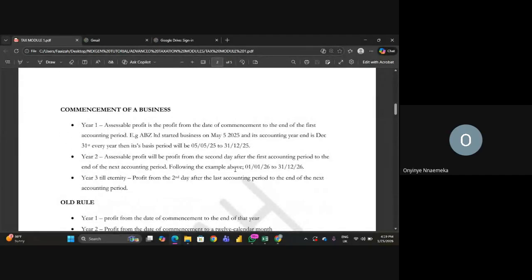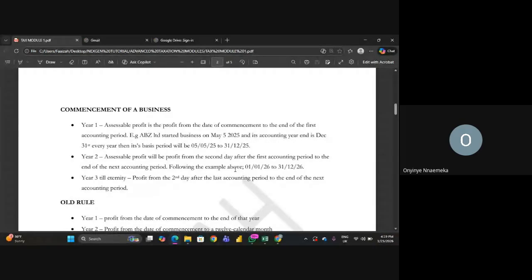Like I said earlier, I don't believe this is new because we are professional guys now. This is advanced taxation, and we probably did tax before we moved to the advanced level. So I expect that we are familiar with this already.